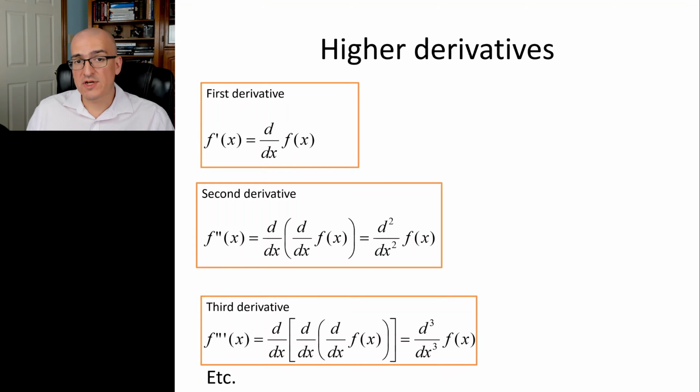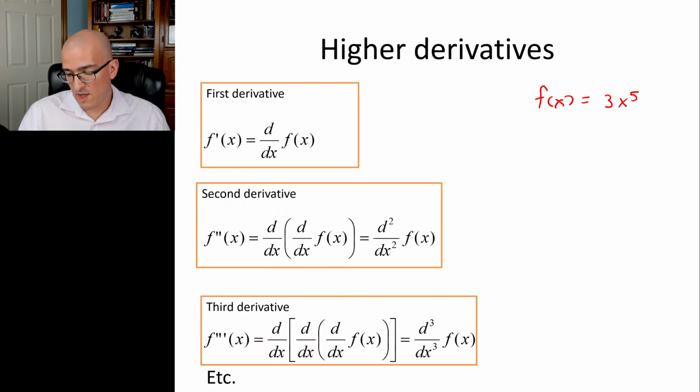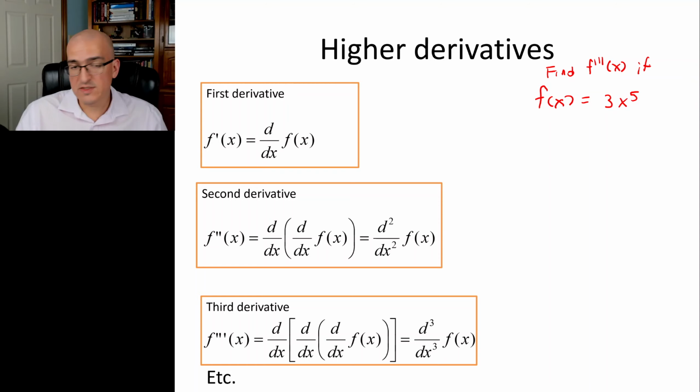I'll say more about notation in a moment, but I want to go through a simple example of taking the derivative of f of x equals 3x to the power of 5. And I want to find the third derivative. So it says find f triple prime of x if f of x is 3x to the power of 5. So let's take the first derivative.